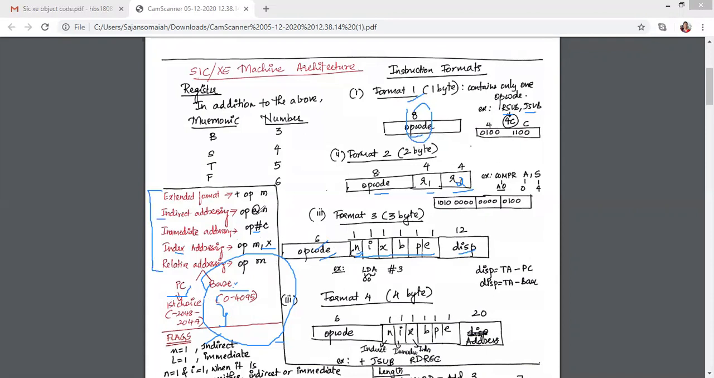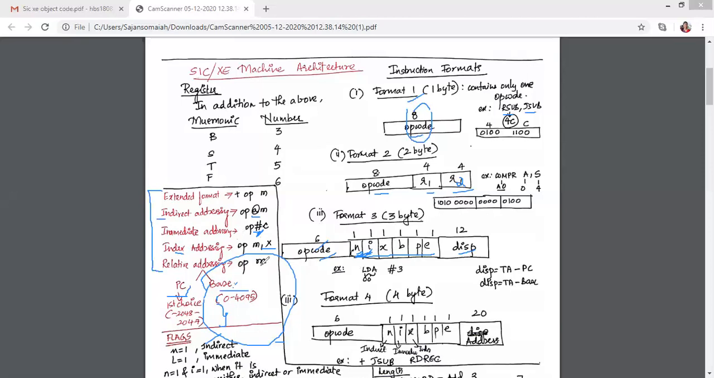Now let me tell you, N is for indirect addressing. That is, if you see any instruction with the @ sign, then you have to set N to 1. I is for immediate addressing. That is, if you have an instruction which has a hash, then you have to set I to 1. If neither, that is, it has neither an @ nor a hash, then you will have to set both N and I to 1. And if it has X, then you'll have to set X to 1.